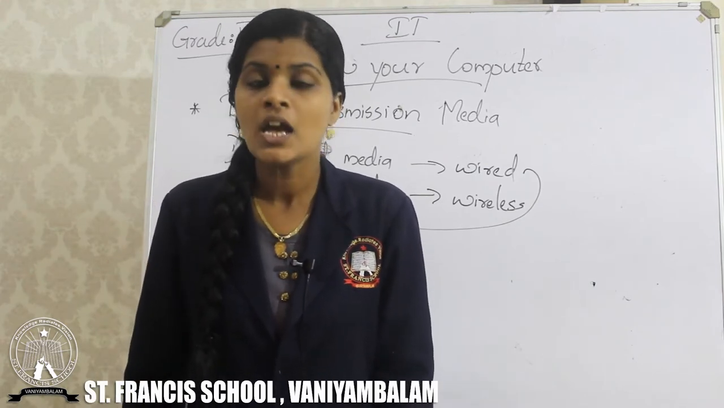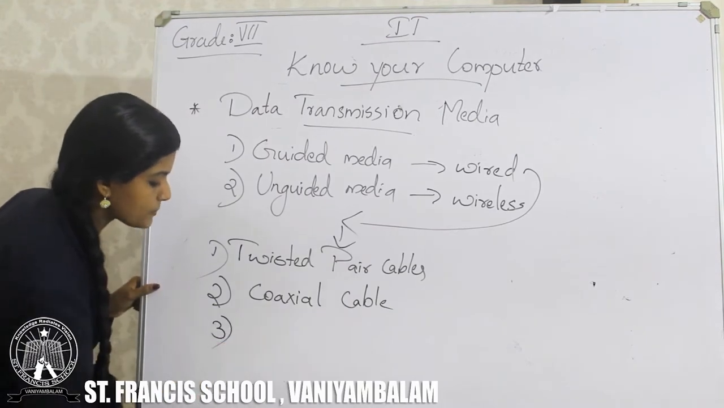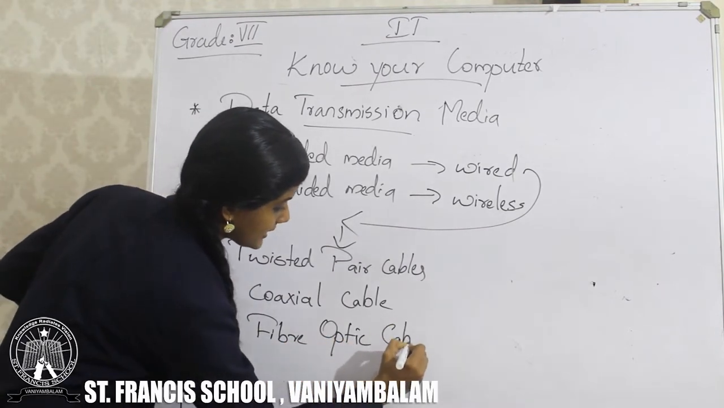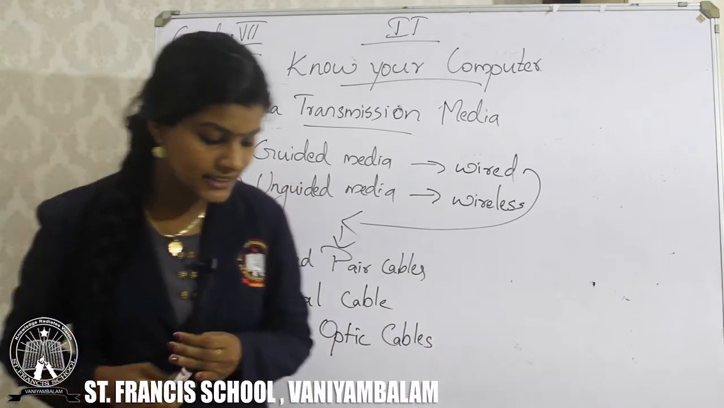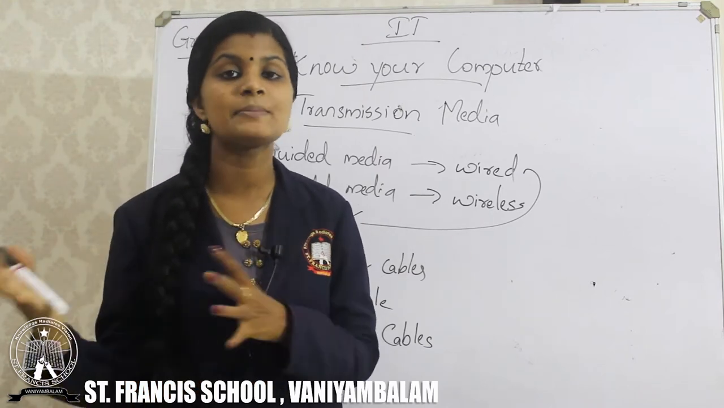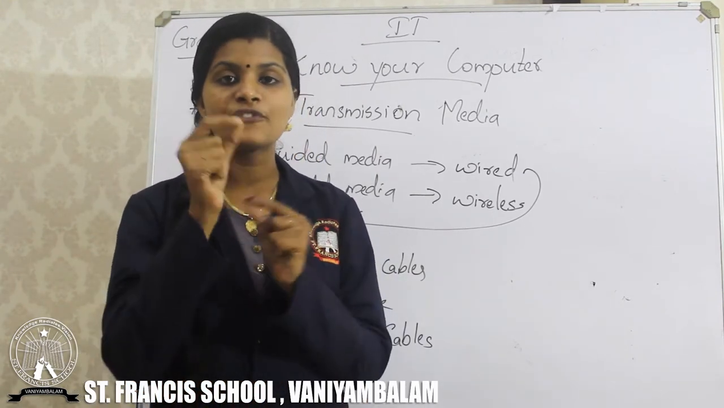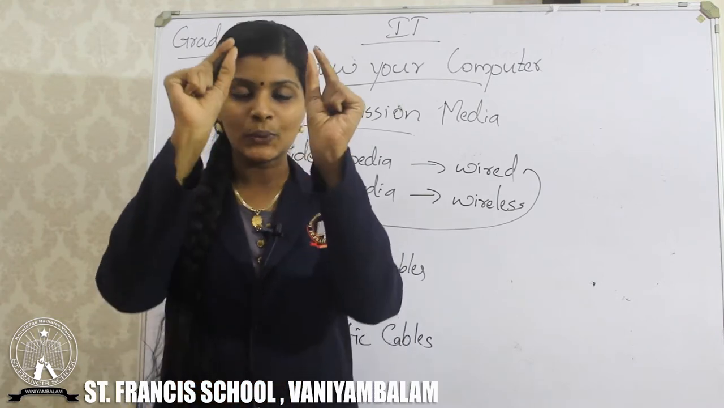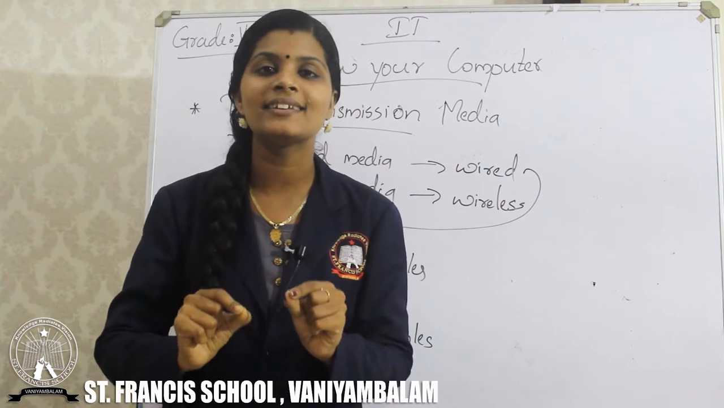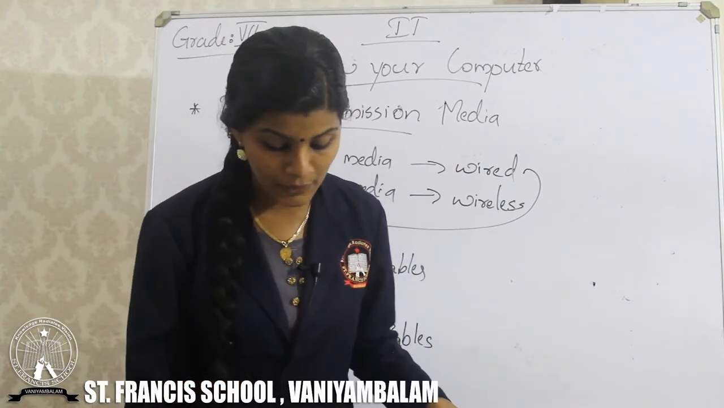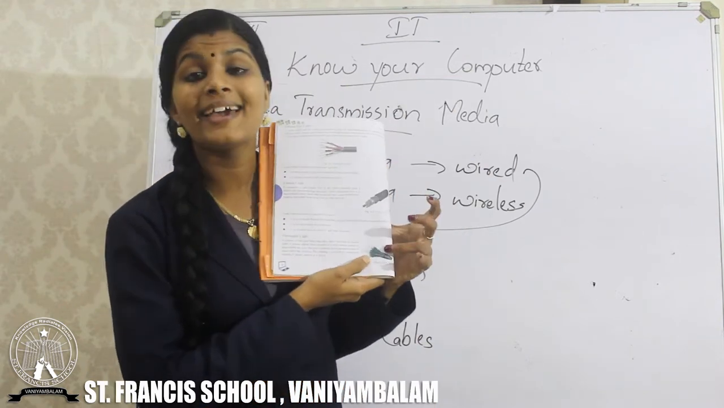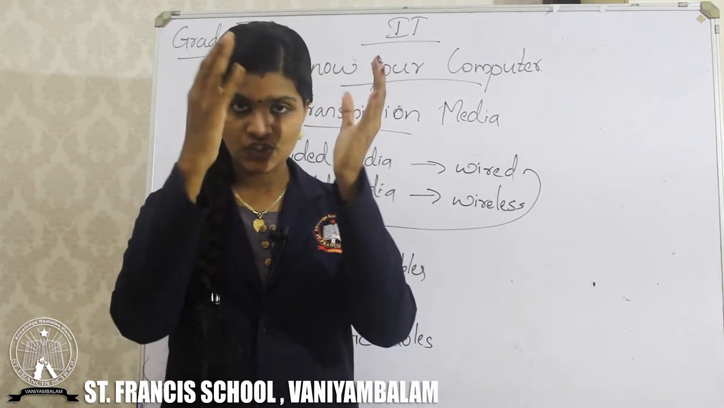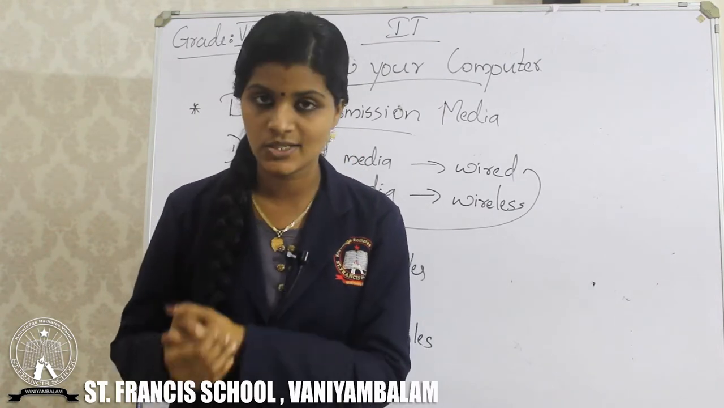Now the third one is fiber optic cable. Fiber optic cables. This is another cable line we are using for transmitting our networks. You can see the picture. It is very different from twisted pair cable and coaxial cable, because you can see it is very thin compared to twisted pair cables and coaxial cable. It is very thin and very light.